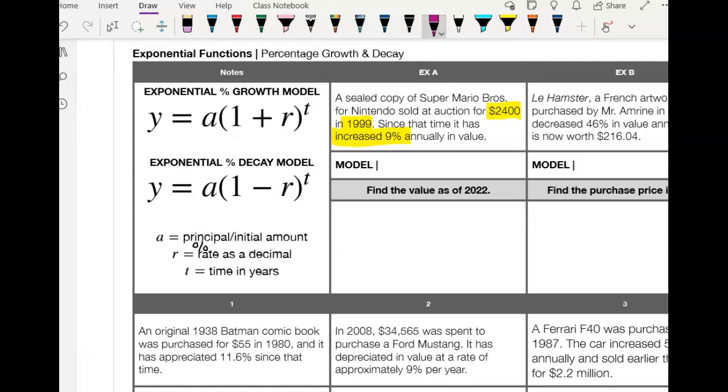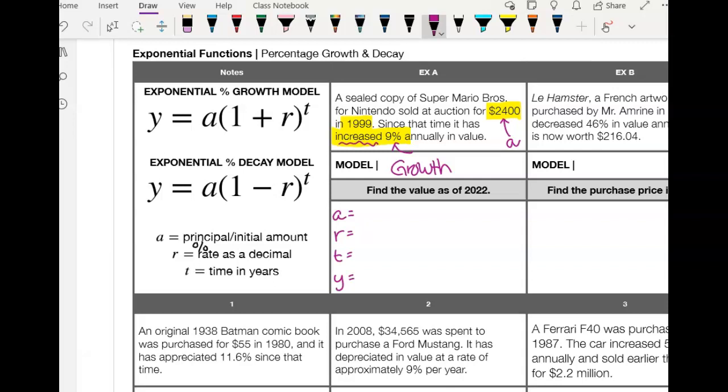All right, so a couple things. This tells me right here that this is my A value. This right here is my growth rate. It's increasing, so I know that it's a growth model. And if I wanted to, I can go ahead and write down all the variables that I have here. I have A, R, Y, and T. So I'm just going to go ahead and write those ones down and fill in what I know.